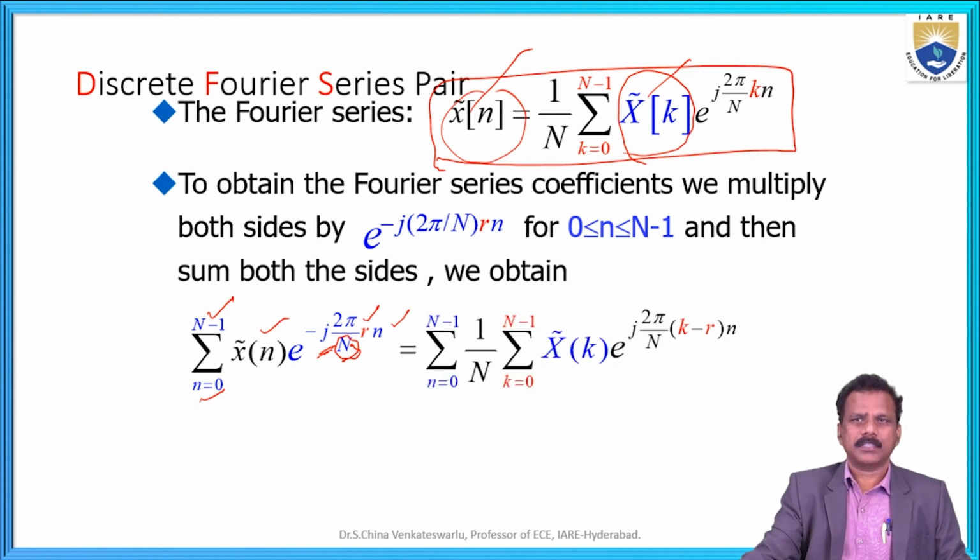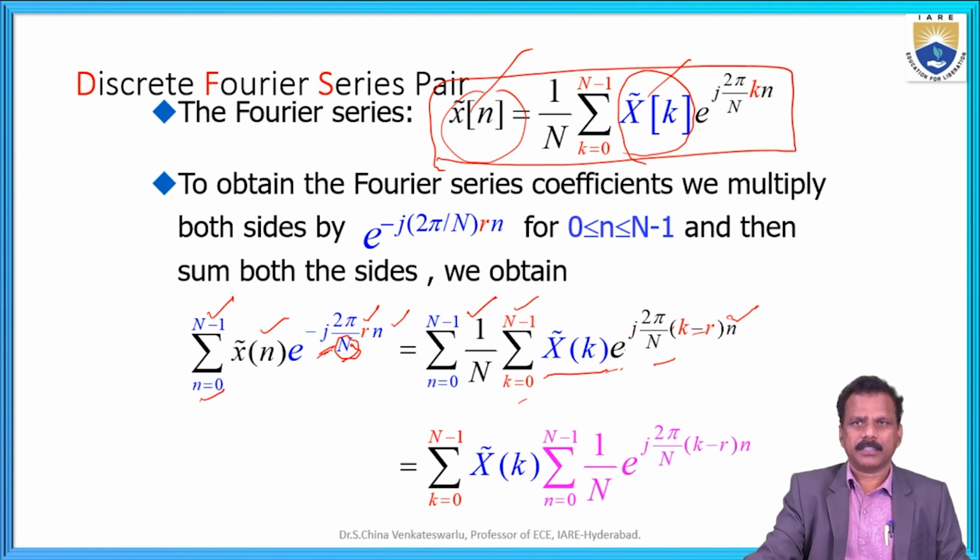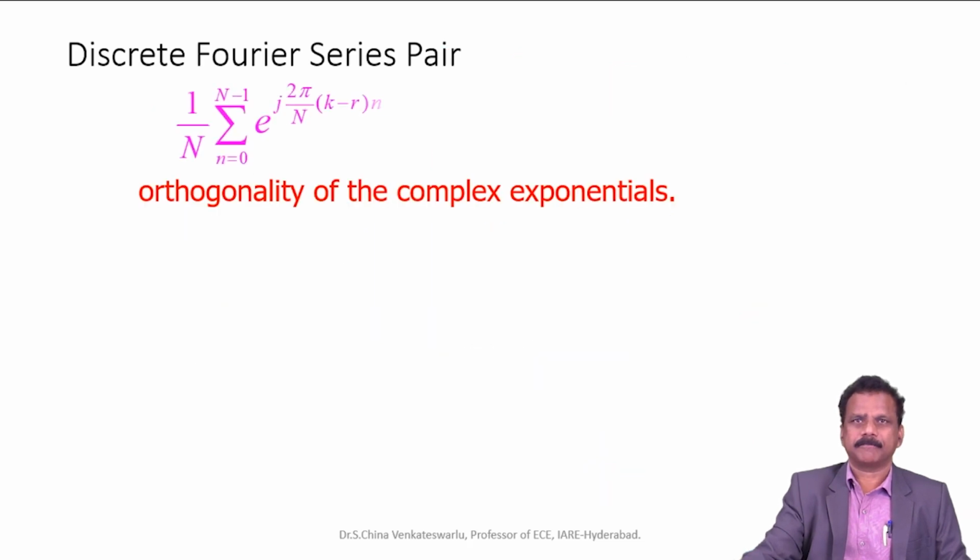This is also equal to the summation n equal to 0 to N minus 1 of 1 by N, the summation k equal to 0 to N minus 1 of x of k into e power j 2 pi by N of (k minus r) into n. Okay, so after simplifying this, it is the summation k equal to 0 to N minus 1 of x of k, the summation n equal to 0 to N minus 1 of 1 by N e power j 2 pi by N (k minus r) into n. So like this, we are ready to obtain the Fourier series coefficients. We multiply both sides and sum both sides, and we obtain this mathematical expression.